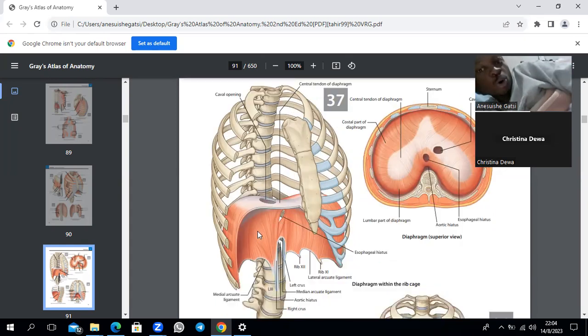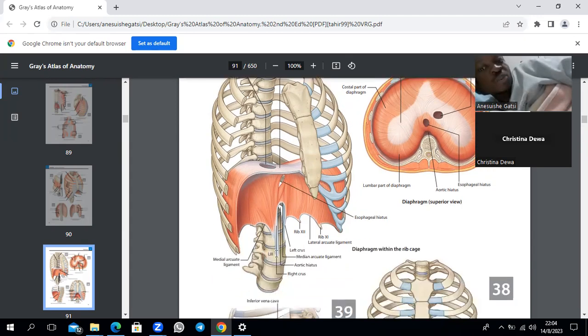Then it has what we call a lumbar origin or a vertebral origin here, where the crura are, or the crus. So there's a right crus and a left crus. Right crus originates from L1, L2, L3 lumbar vertebrae. Left crus originates from L1 and L2. The reason why the right crus is larger is because the right lobe of the liver is larger. So it needs to support the right lobe of the liver, right?